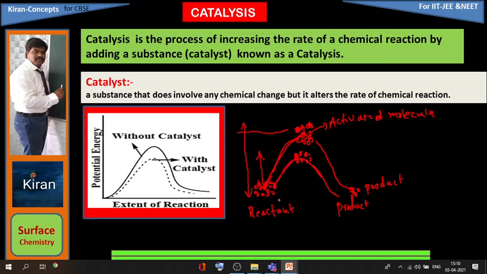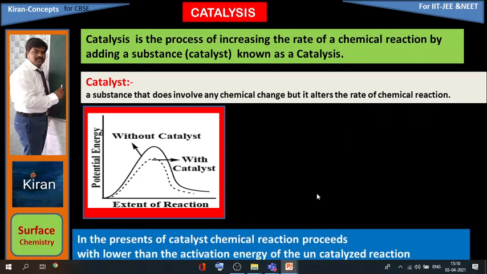It means the chemical substance which does not involve in the chemical reaction increases the speed of reaction in this way. The speed of reaction increases because it requires less activation energy when you add the catalyst. In the presence of a catalyst, the chemical reaction proceeds with a lower activation energy than that of the uncatalyzed chemical reaction.